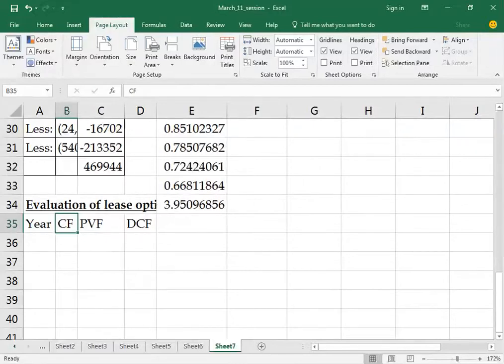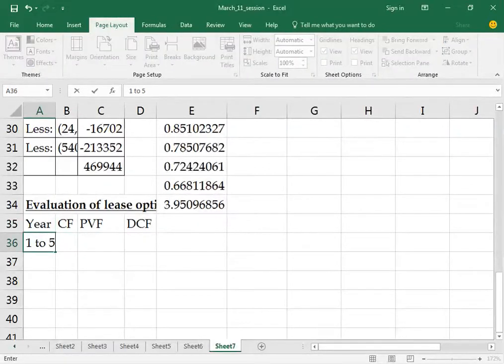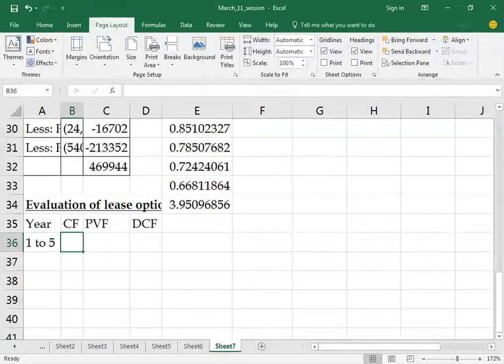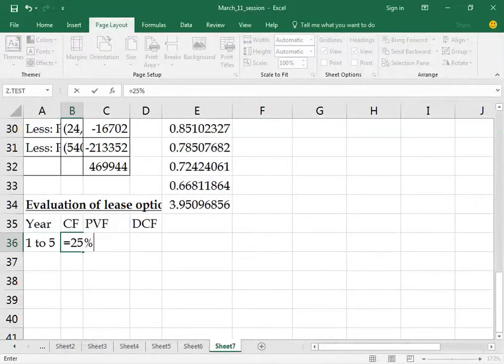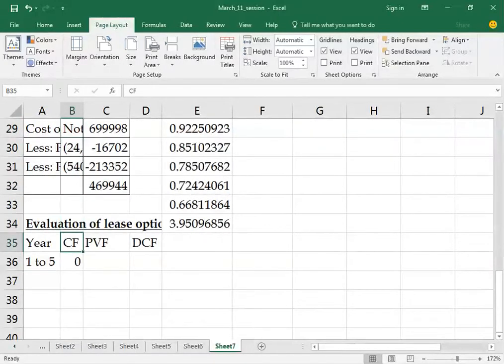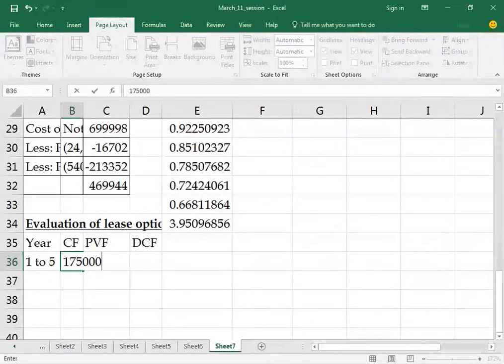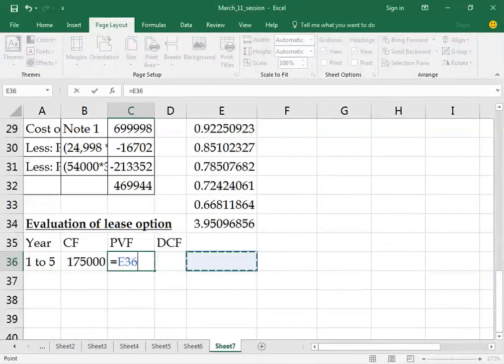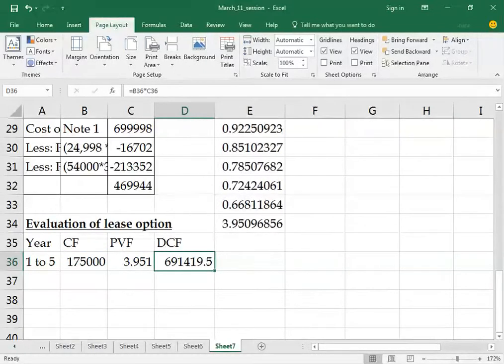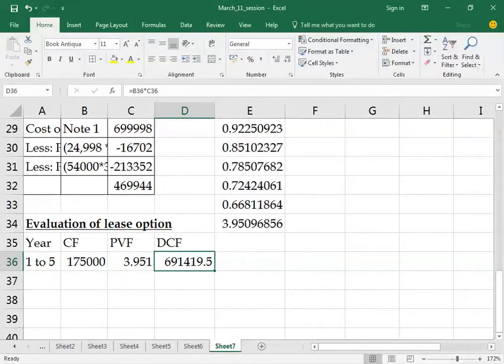It's the same amount every year. How much are we paying? Yeah, 25%. So 1 to 5 together. 25% of 1 lakh. 25% of the cost of the asset.